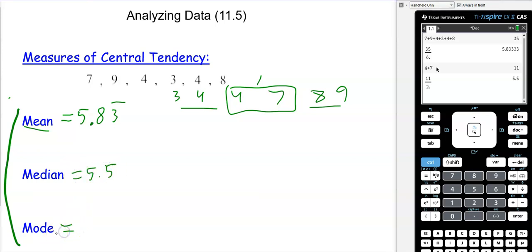The mode is the most repeated number. In this case, there are 2 4s, and so 4 is the most repeated. Sometimes some data sets have no mode, or some have multiple modes, so it's possible to have more than one.